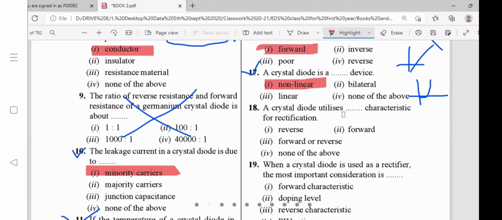A crystal diode utilizes which characteristic for rectification? We haven't started rectifier yet. From next class we'll start. Both the characteristics we use, reverse and forward. Because for rectification, we need to pass the voltage in one direction and stop the voltage or signal in the other direction. So both the characteristics we will use here. So for rectification, we will use both the characteristics, forward and reverse.